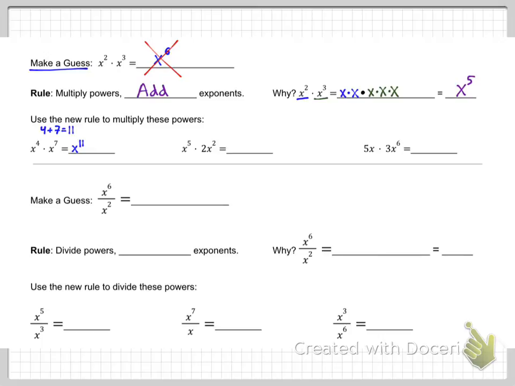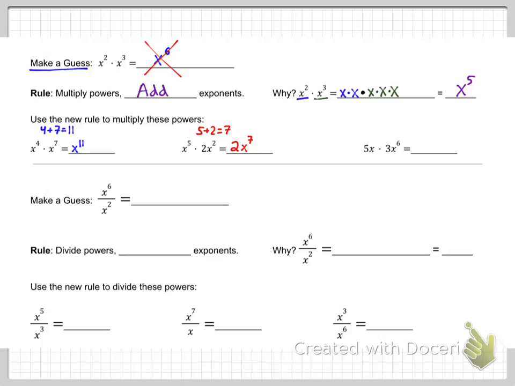Here for the next one, when you have a coefficient, that's the 2 there, you can treat that just like normal multiplication. And so I'm going to write 5 plus the exponent 2 gives us an exponent of 7. So we have 2 times x to the 7th. Notice the exponents are only on the x. The coefficient is not affected by the exponents in this case.